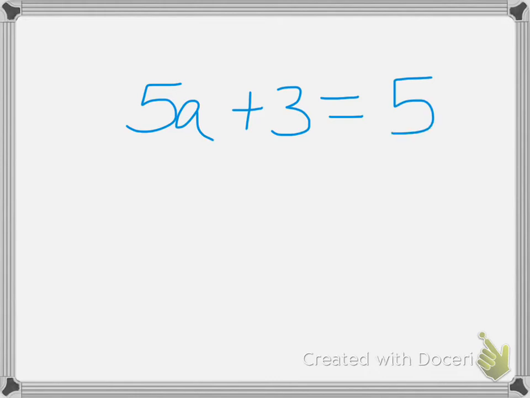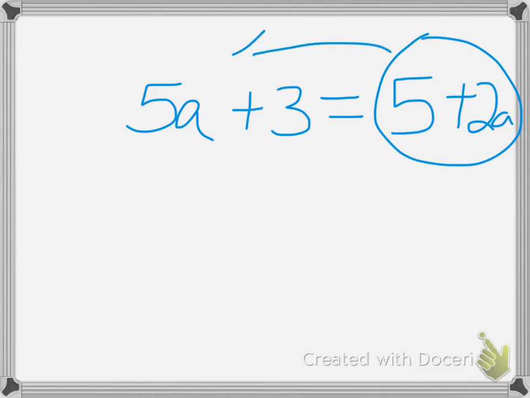Here's an example of how to set everything equal to 0 to get our break-even point. So if we have 5a plus 3 equal to 5 plus 2a, okay? We need to move everything from what side? It doesn't matter which side. We need to move everything to the other side. So I'm going to pick to move this side over to here.